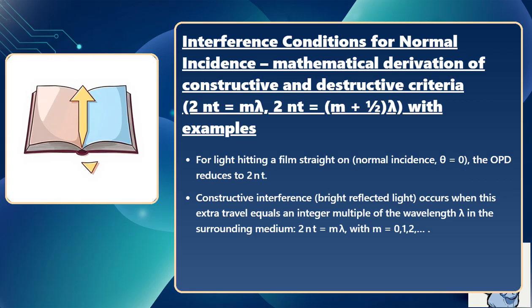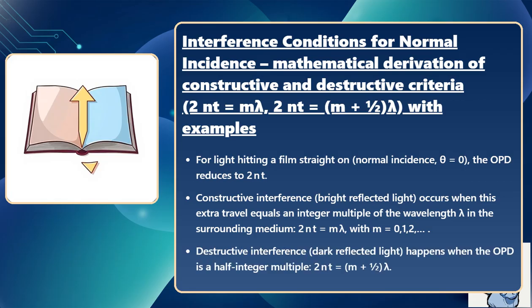Constructive interference, bright reflected light, occurs when this extra travel equals an integer multiple of the wavelength lambda in the surrounding medium. 2nt equals m lambda, with m equals 0, 1, 2, and so on. Destructive interference, dark reflected light, happens when the optical path difference is a half integer multiple. 2nt equals (m plus 1/2) lambda.